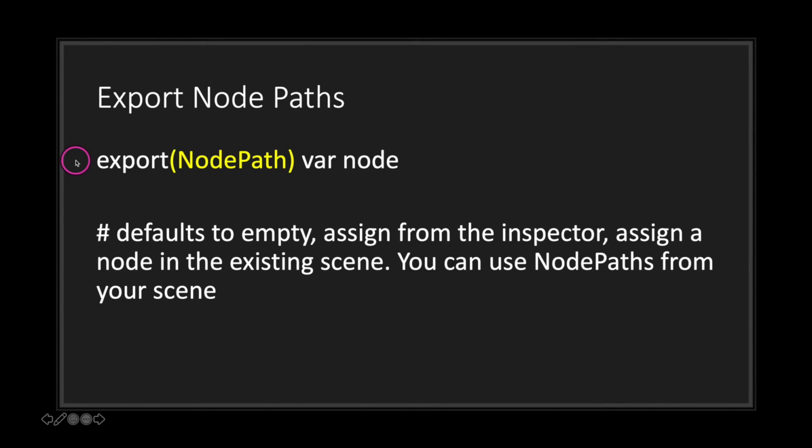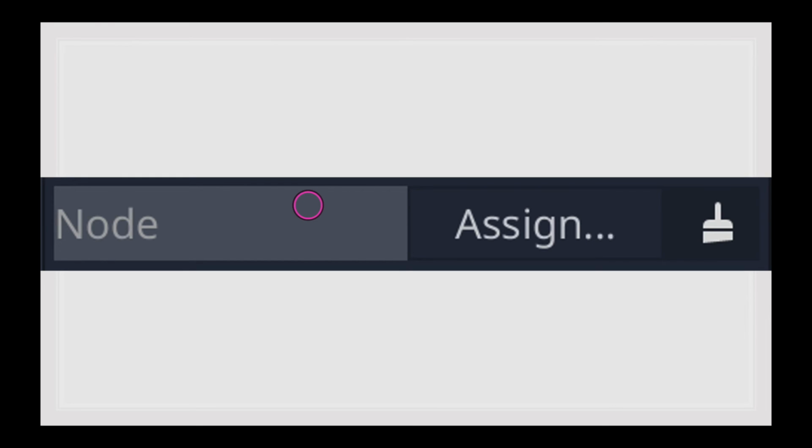Another thing is you can export node paths. Since we haven't assigned a value, we will default to empty. But in the inspector of the Godot application, you can assign a node that's in the existing scene, and it will look something like this. Go ahead and click this button to assign a node to your export variable.